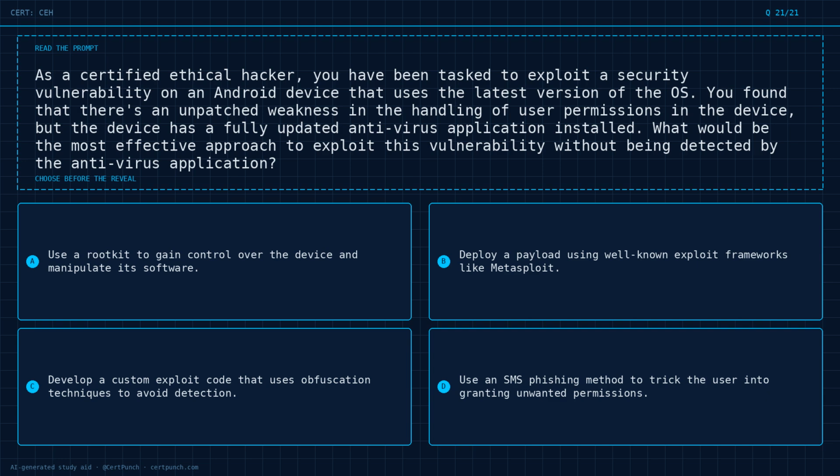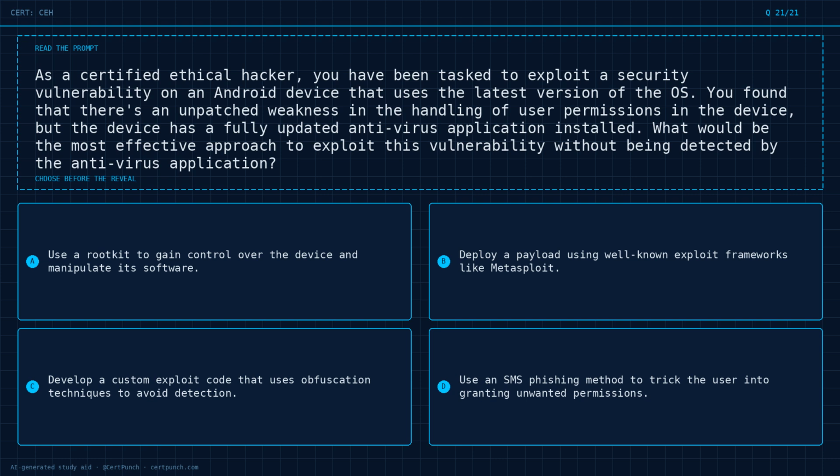Question 21 of 21. As a certified ethical hacker, you have been tasked to exploit a security vulnerability on an Android device that uses the latest version of the OS. You found that there's an unpatched weakness in the handling of user permissions in the device, but the device has a fully updated antivirus application installed. What would be the most effective approach to exploit this vulnerability without being detected by the antivirus application?